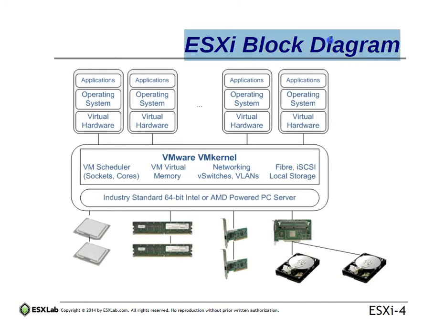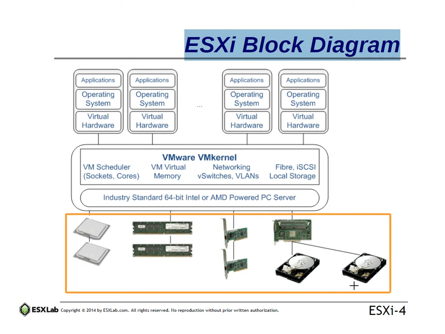Let's take a look at a block diagram of our ESXi host. First, the foundation. The foundation of our ESXi host is all the hardware that makes up your physical server. So this would be the processors you've installed into the server, the memory you've installed into the server, the network cards you've installed, and the local storage resources available to your PC server.